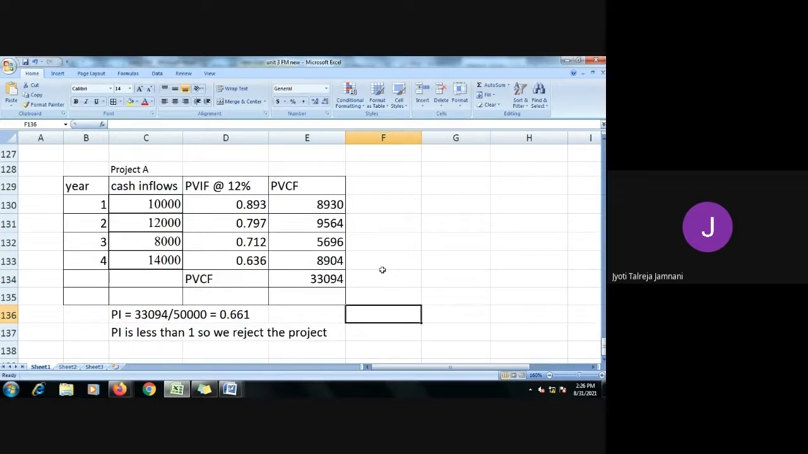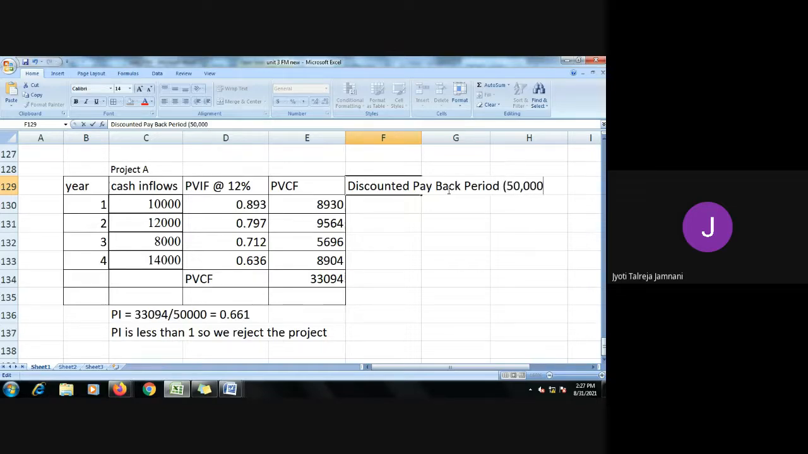Now let us solve for the second method, that is discounted payback period. So here I will write discounted payback period. PBP is nothing but payback period. Now what do we mean by discounted payback period? It's nothing but we are finding in how many years. Period means it is years. Remember that. So we will not get the answer in rupees or fractions, but we will get it in number of years. So in how many years we are able to recover back our 50,000 rupees? That is what we have to find.